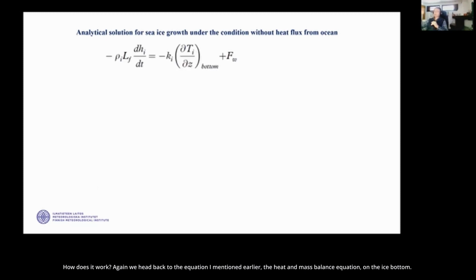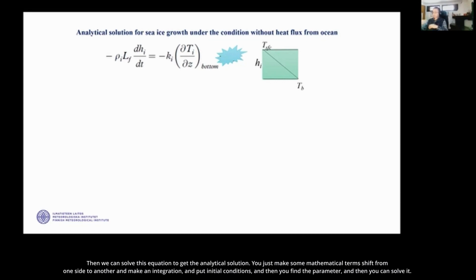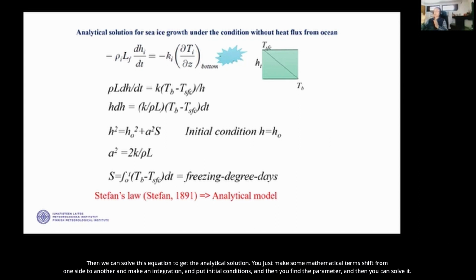Again, we come back to the equation I just mentioned to you earlier: the heat and mass balance equation at the ice bottom. If we apply some kind of simplification of this equation, for instance, we get rid of these terms, and we further assume that the boundary condition on the top is the surface temperature and the bottom is the freezing temperature, and the ice reacts to this heat gradient. Then we can discretize this equation to get the analytical solution.